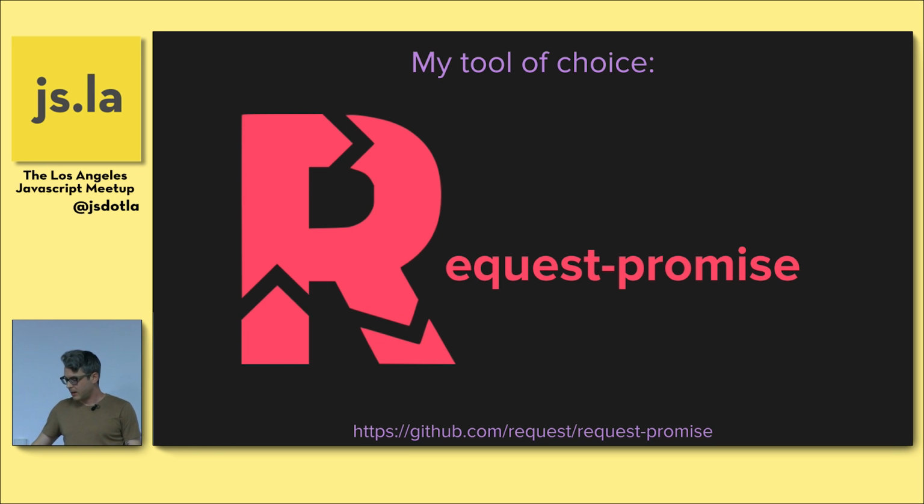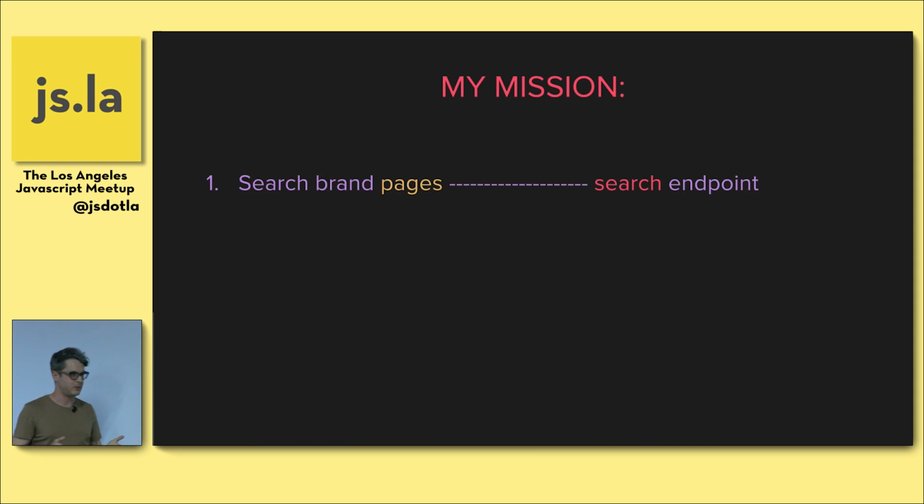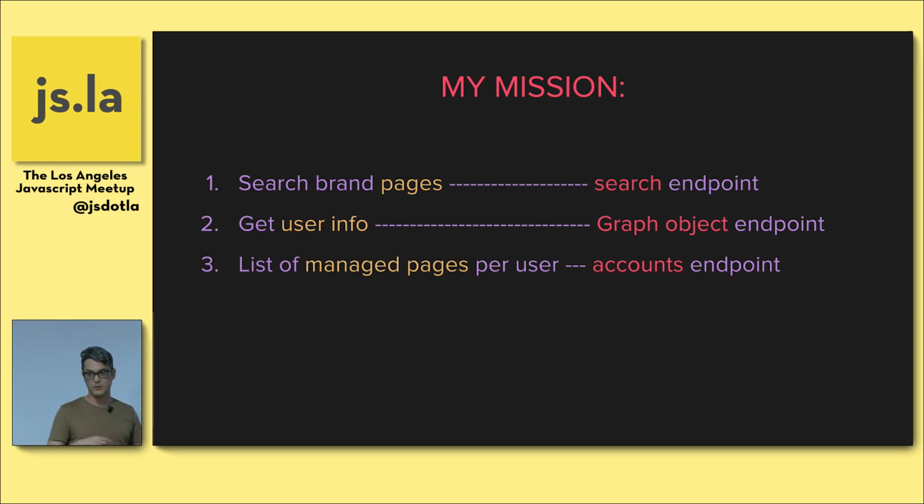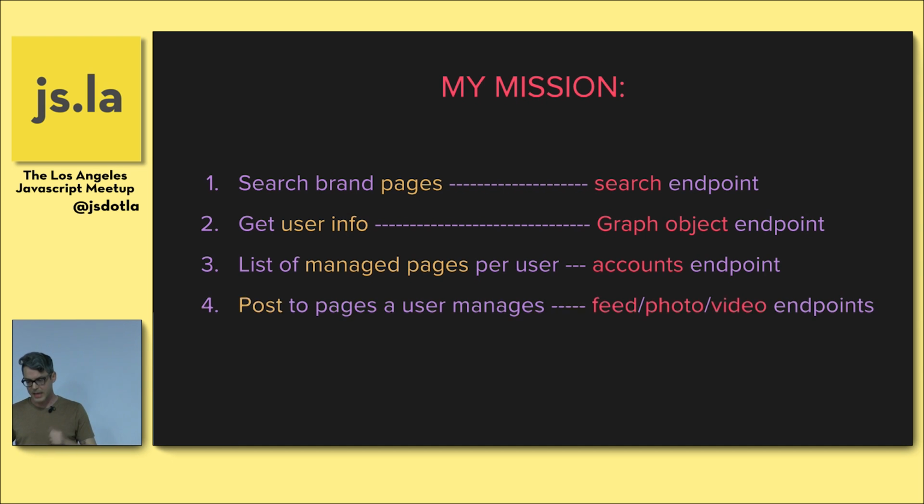So I had 4 tasks that I had to complete. The first was searching brand pages. So this is just any old Facebook page like the Fiat page, the Campbell Soup page, whatever page. There's a search endpoint in the Graph API for that. I had to retrieve user data, and there's a Graph object endpoint. So whenever you want data for any one thing, whether it's a photo or a video or a user or a page, there's just a Graph object endpoint. I also needed to get a list of pages that each user manages, and there's an accounts route for that, or accounts endpoint. And last, I had to figure out how to post to the pages that a user manages.